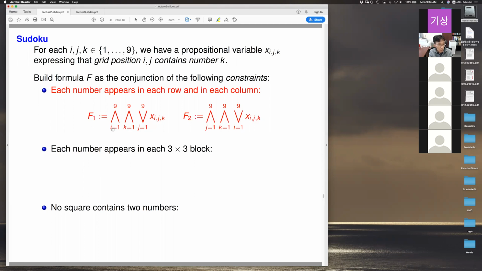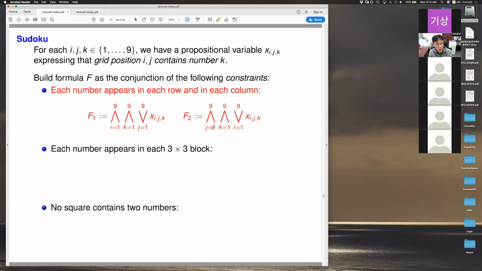Okay, so for every row, every number from 1 to 9, there exists a column where this ij box contains number k. So let's express that every row should contain all the numbers from 1 to 9. This one is very, very similar, and it expresses the properties about the columns.